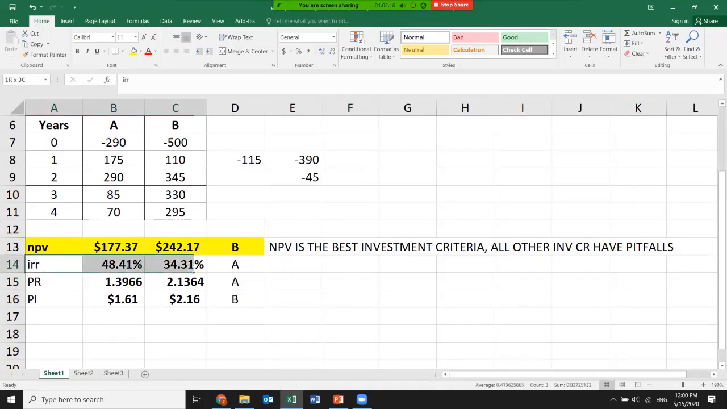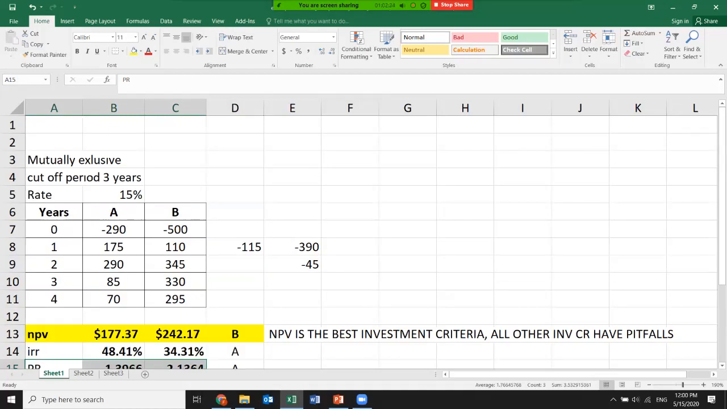So IRR has pitfalls: scale changes, patterns of cash flows. Payback rule has some disadvantages, like it doesn't consider time value, and another disadvantage, it does not consider the cash flows after the cutoff period. Do you know what the cutoff period means?